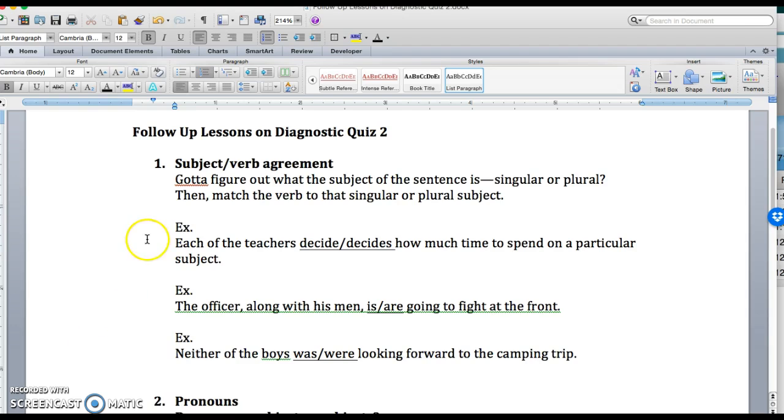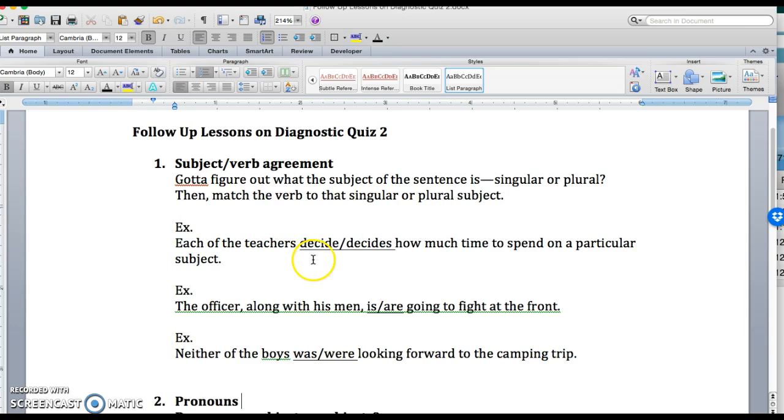First of all, in terms of subject-verb agreement, the first thing you've got to do is figure out, don't you love that grammar there? Got to figure out what the subject of the sentence is. Is it singular or is it plural? Then you match the verb to that singular or plural subject. So here are some examples where it will all come together.